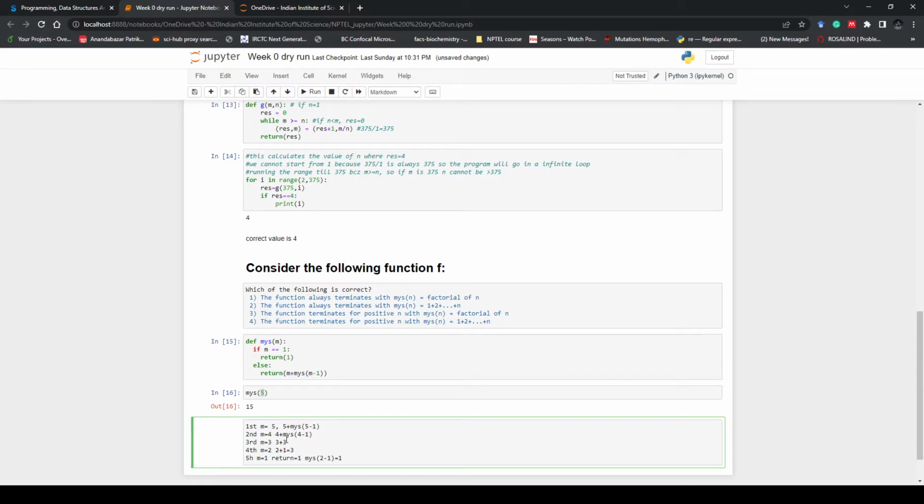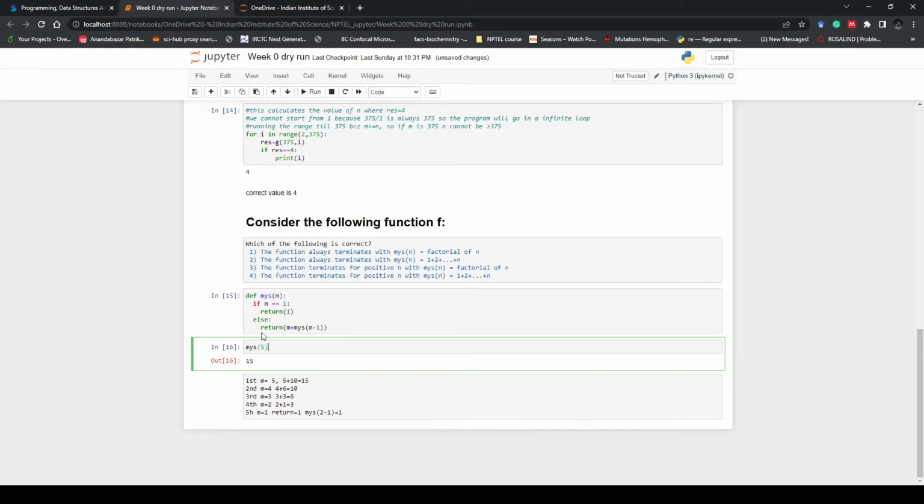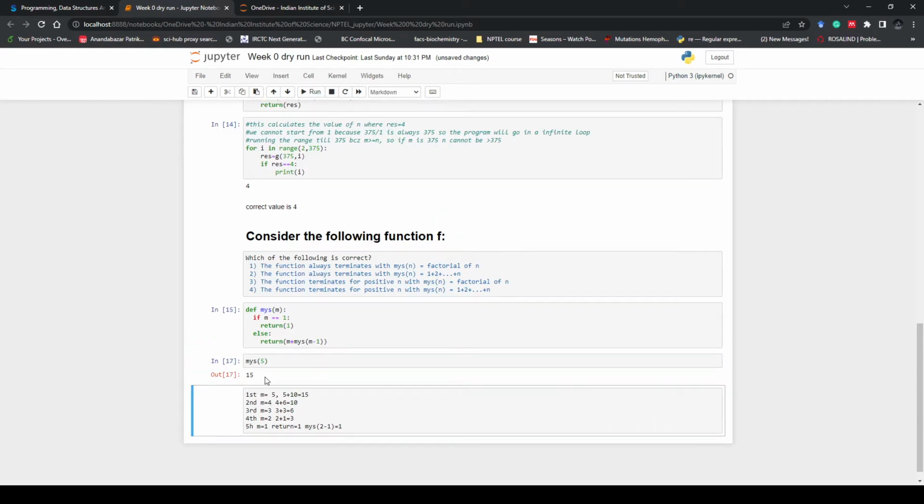Then mys of 4 minus 1 is equal to 6. So mys of 4 minus 1, that is this line, will be 6, so we can replace this with 6, then this is equal to 10, and then mys of 5 minus 1, that is mys of 4, will be 10, so total will be 15. So that's how mys of 5 will be 15.